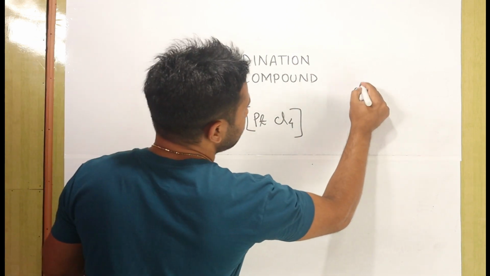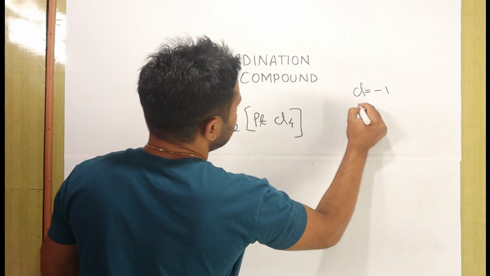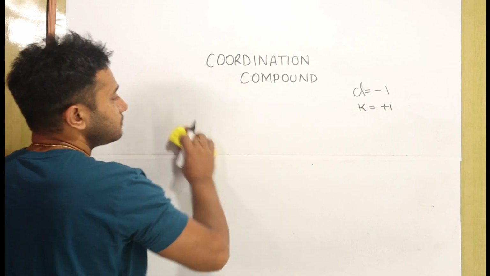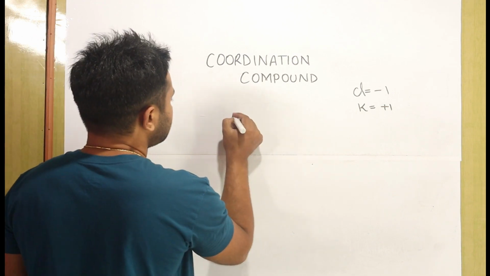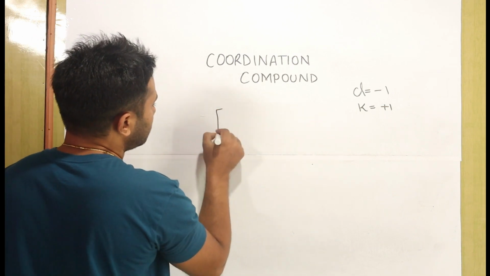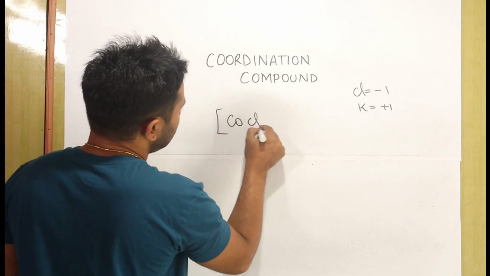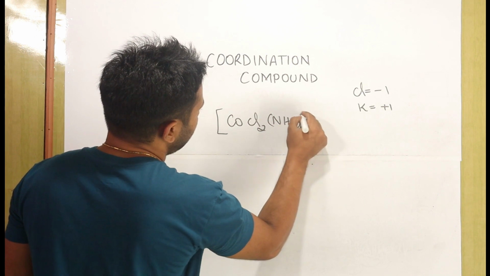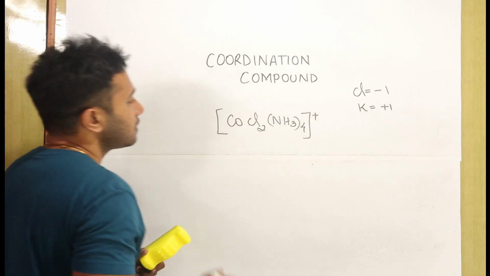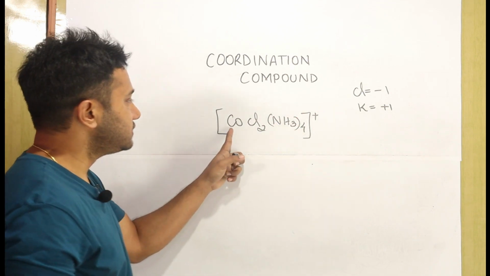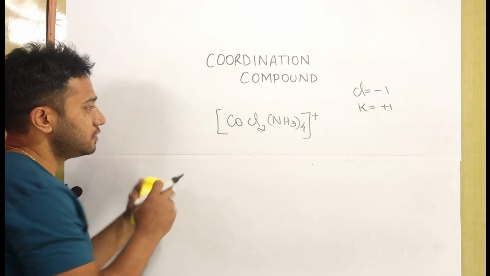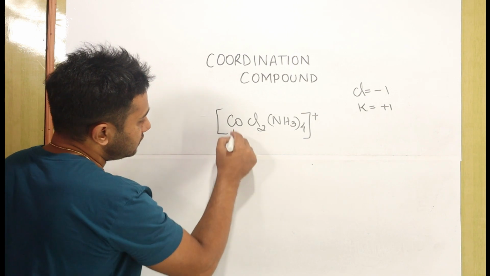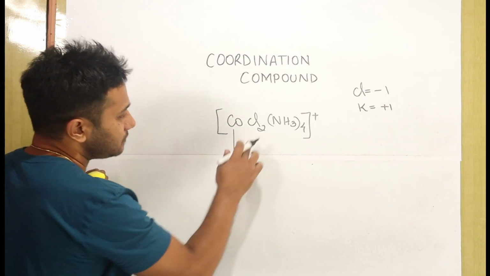So out here, chlorine is -1, potassium is +1, so we have [Co(Cl)2(NH3)4]+. Now we shall find the oxidation state of the metal ion out here. The metal ion, I will put it as X.